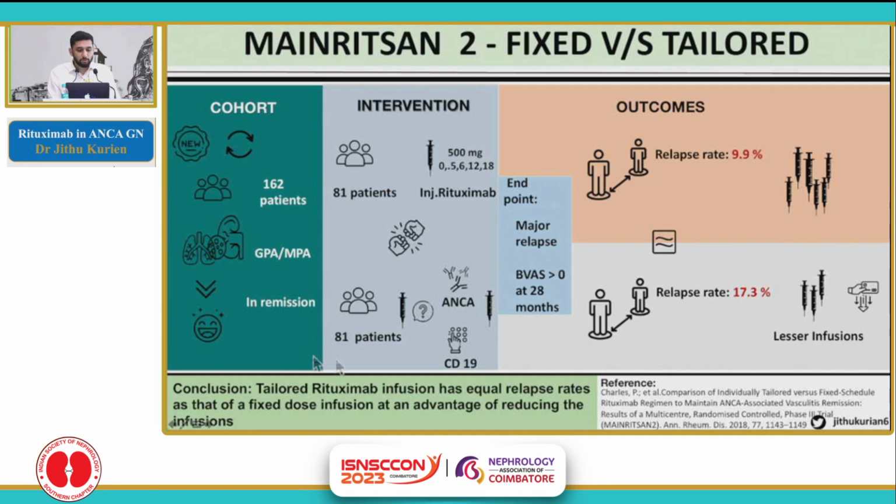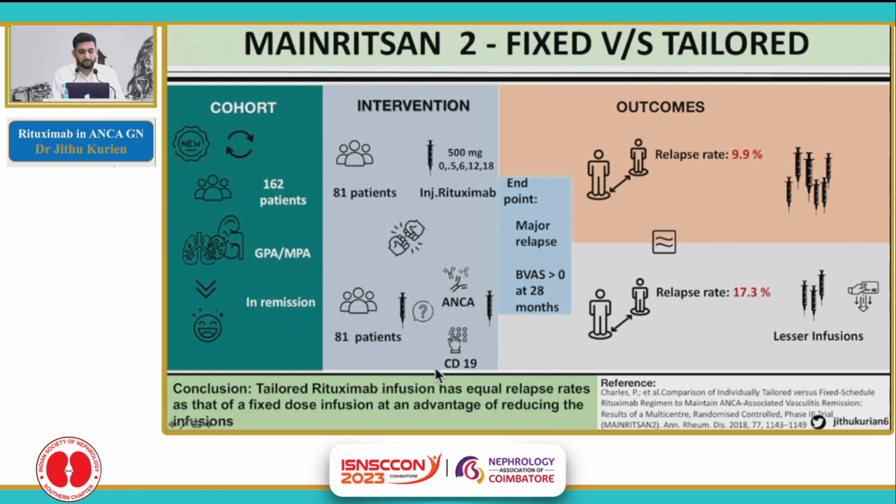So these patients were both new and relapsing. There were 162 patients, GPA and MPA. They were in remission. And in the outcomes, they found out that there was not much difference between the two. And in fact, the tailored group received fewer infusions of rituximab.